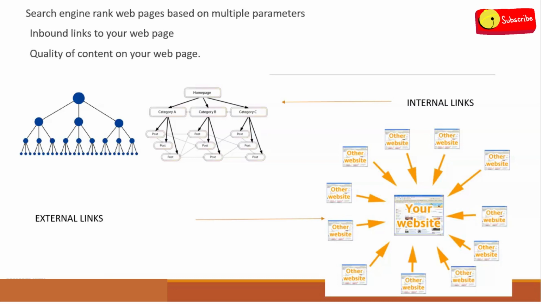We have basically two types of links. One is your internal link, next is your external link. I'll just display it here. See, these are your internal links. For example, you have one home page, and in the home page there are basically three categories.